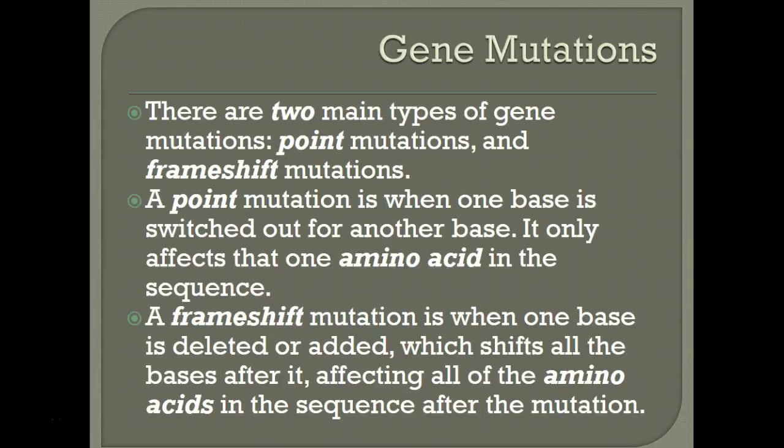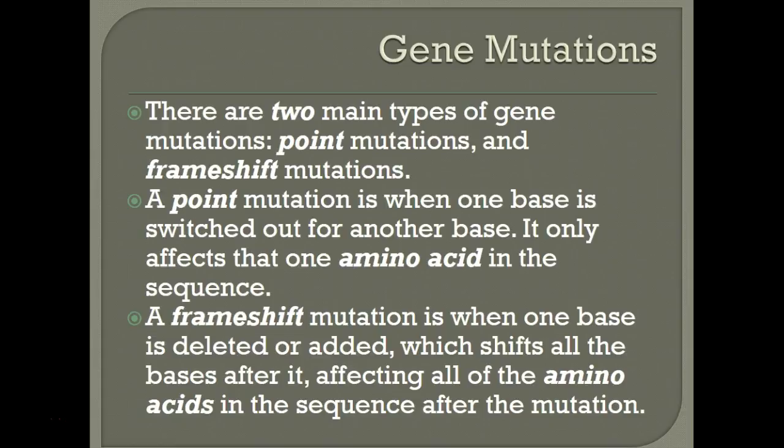So in talking about gene mutations, there's 2 main types that you should be aware of: point mutations and frame shift mutations. So in a point mutation, and by the way, another name for a point mutation that you should be familiar with is a substitution mutation. So you should add that to your notes in the margin. So point and substitution mutations are the same thing. That occurs when one base is switched out for another base.